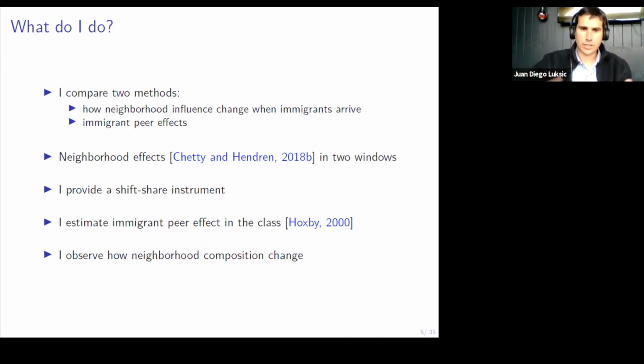And then I provide a shift share to see if the neighborhood effect changed because of the immigrants' arrival. That's one part, that's one method. And then I estimate immigrant peer effect following Hawksby. And finally, to provide more evidence in favor of changing the composition at the neighborhood level, I do different diffs to see if natives are moving out, natives moving to private school, increasing segregation, and others.